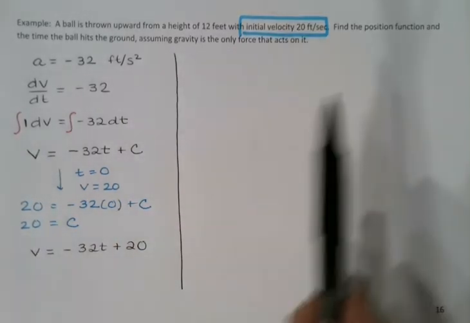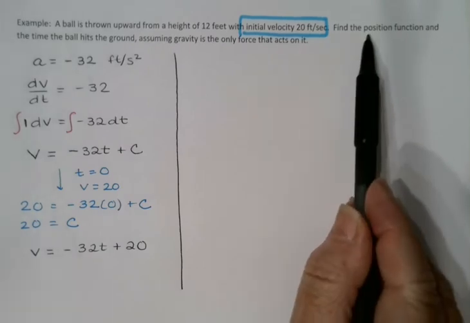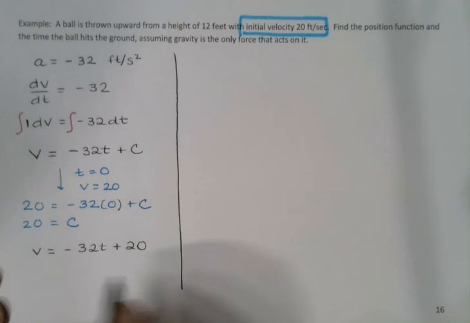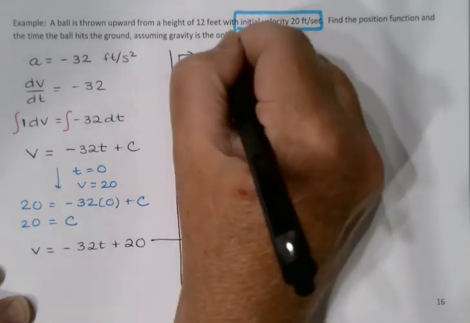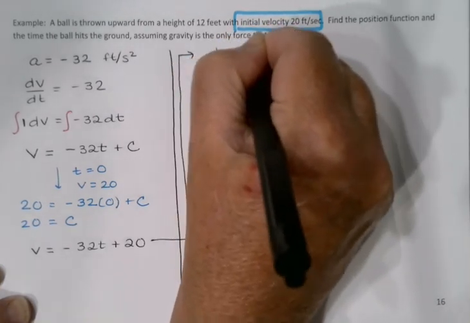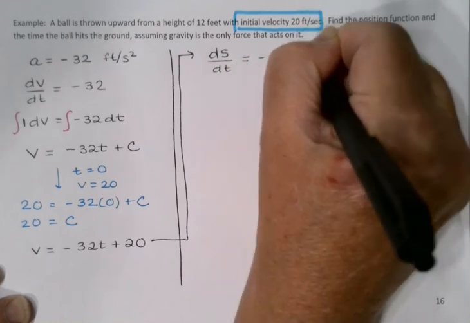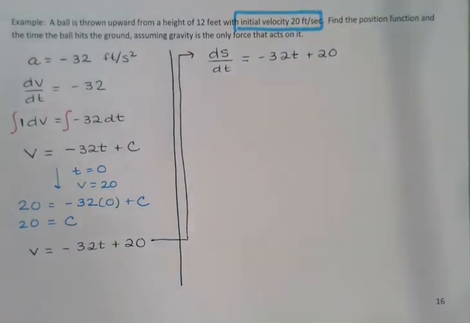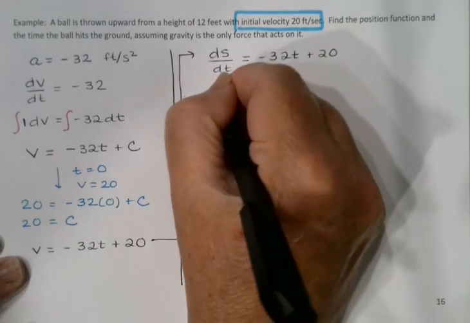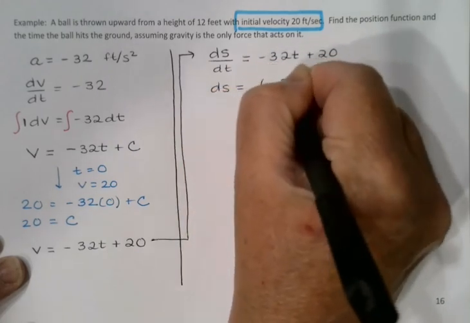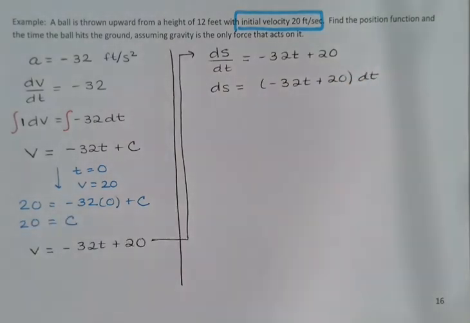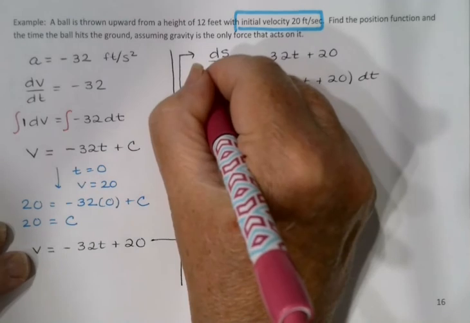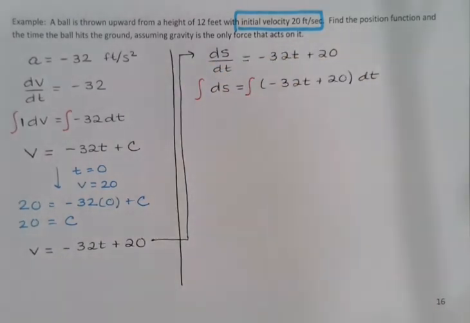What I really wanted, though, was the position function, so the height. If this is v, the velocity is the derivative of the position, so ds/dt equals negative 32t plus 20. So now I have a new differential equation to solve. I'll take the dt and move it to the other side. So ds is negative 32t plus 20 times dt. And once again, I'll solve my differential equation by doing the antiderivative on both sides.